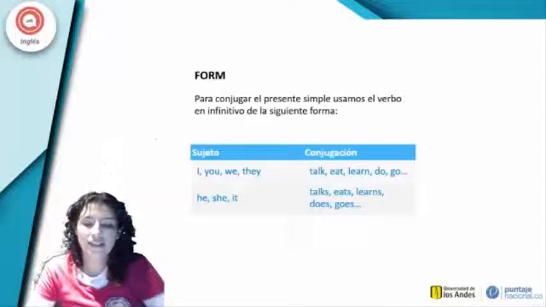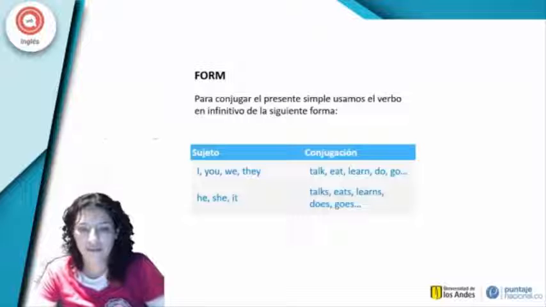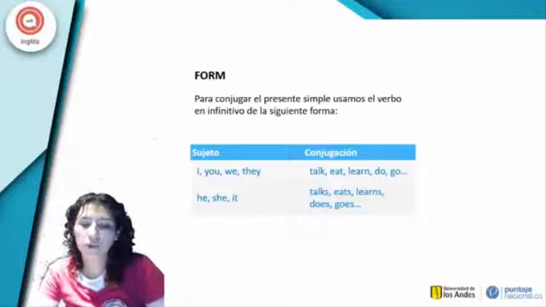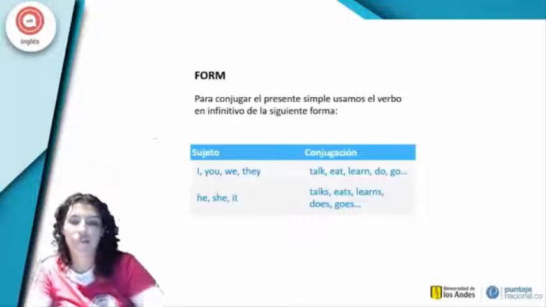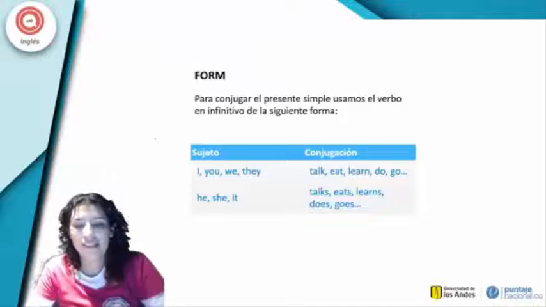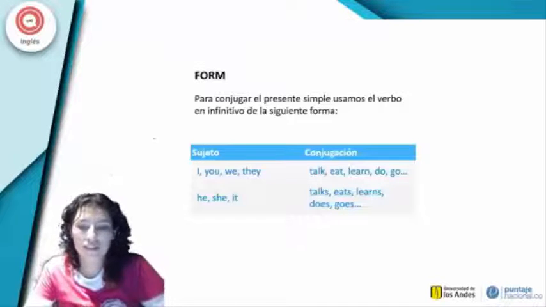So let's check the form. First, to conjugate present simple, we use the verb in infinitive. This part is in Spanish so that you can understand better. Para conjugar el presente simple usamos el verbo en infinitivo de la siguiente forma.